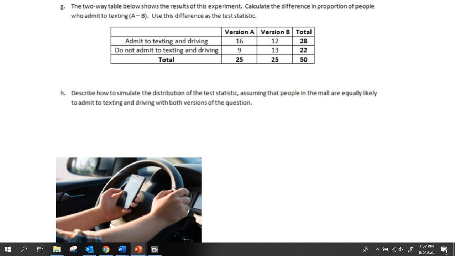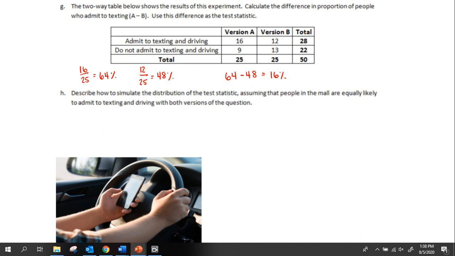The two-way table below shows the results. Calculate the difference in proportion of people who admit to texting and use the difference as the test statistic. So for version A, we had 16 out of 25, which is 64%. For version B, we had 12 out of 25, which is 48%. So our test statistic would be 64 minus 48, which is 16%.